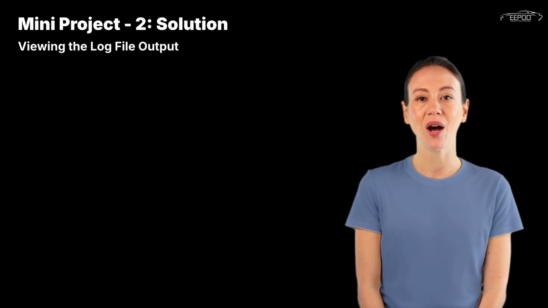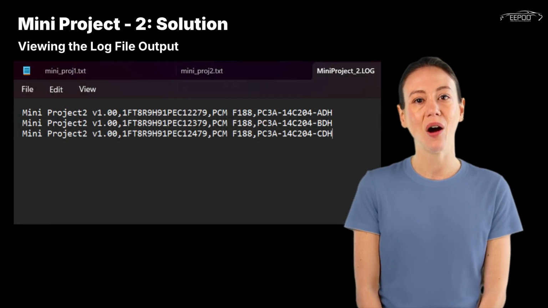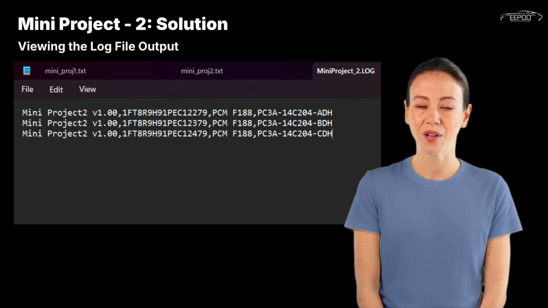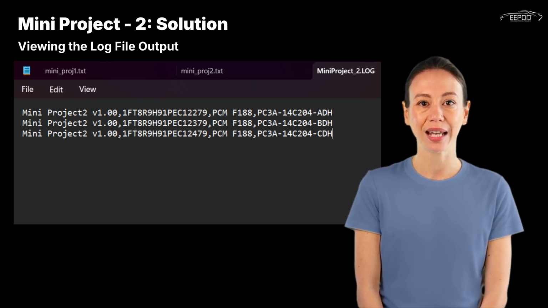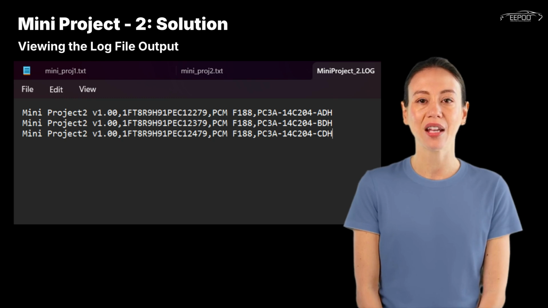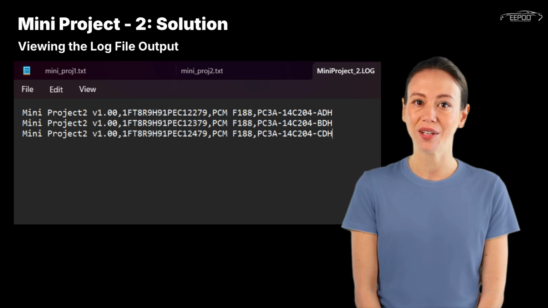All right, so once the script runs and everything goes well, this is how the log file looks on the SD card. I've run the script 3 times on different vehicles, and you can see each run adds a new row in the log. Let's break down what we're seeing here. The first column, Mini Project 2 V1.00. That's from the log new line in the script. We're using that to label the script version. Super useful when you're running different versions in the field.